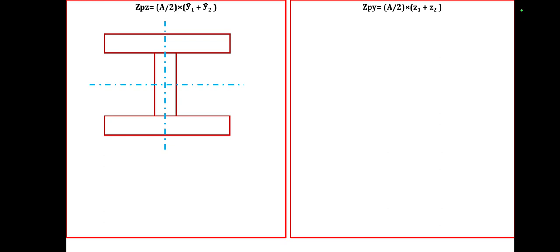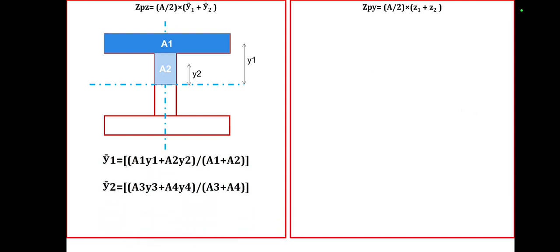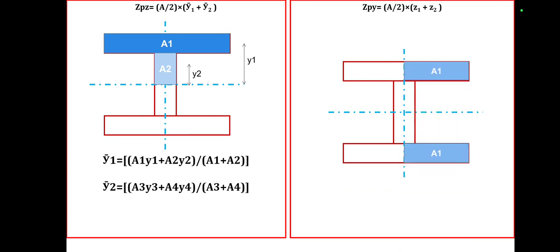So this is the I section. This is A1. This is A2. The Y1 is the distance of A1 from the centroid axis, and Y2 is the distance of A2 from the centroid axis. So Y1 bar is equal to (A1 Y1 plus A2 Y2) divided by (A1 plus A2), and Y2 bar is equal to (A3 into Y3 plus A4 into Y4) upon (A3 plus A4).